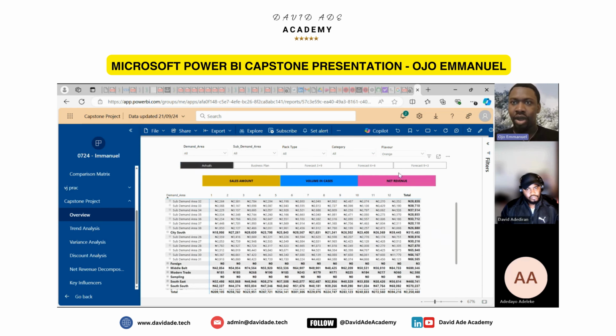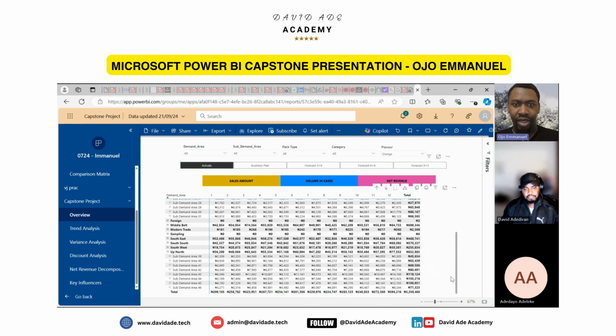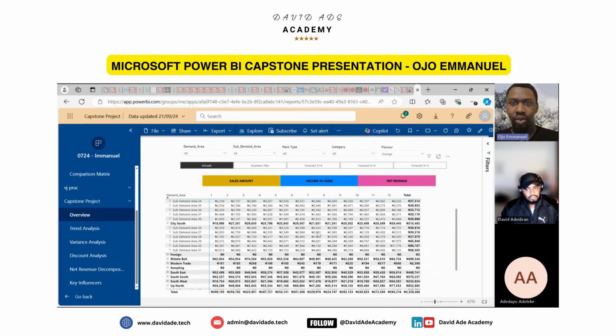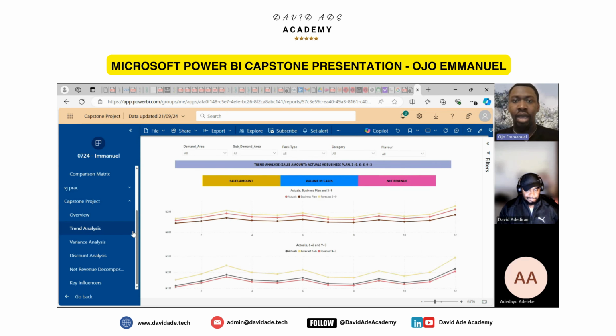In the actual plan, under the flavor orange, we can see there's a change compared to other flavors. Looking at the business plan, there's an increase in the total sales, and more increase happened during the forecast 3+9 compared to the business plan, compared to the actuals. So moving on, we'll look at the trend analysis.